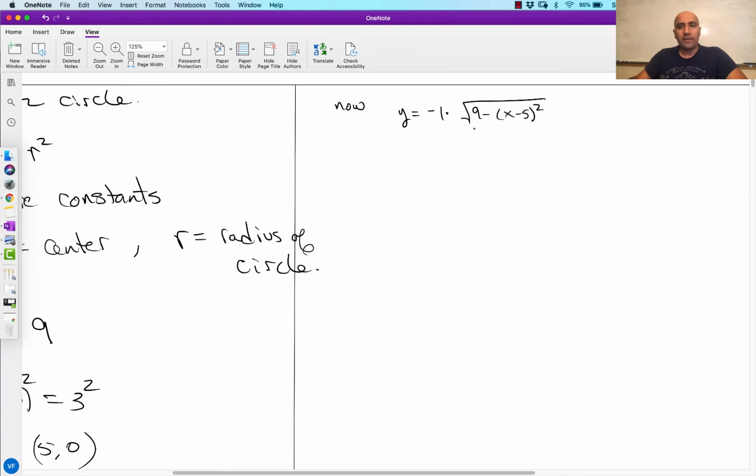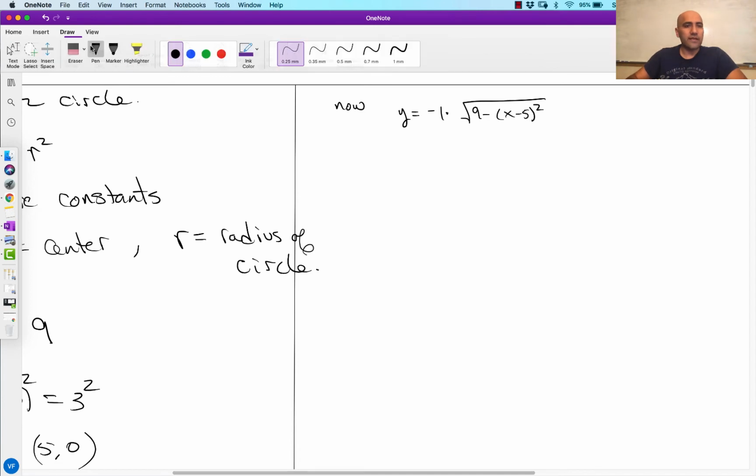And we want to show that this is continuous. Let's call this f of x, since it's a function now. So here we have a function. Show f of x is continuous on [2, 8]. Now, why 2 to 8?